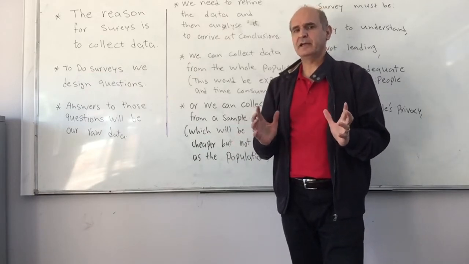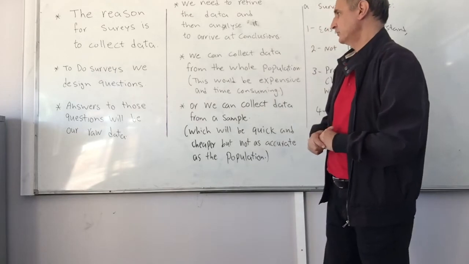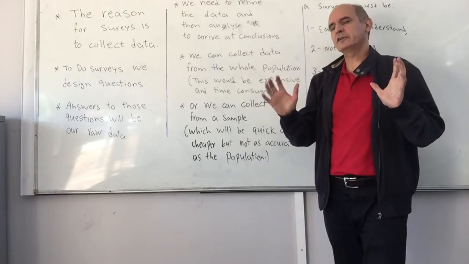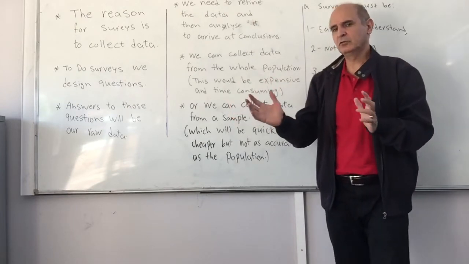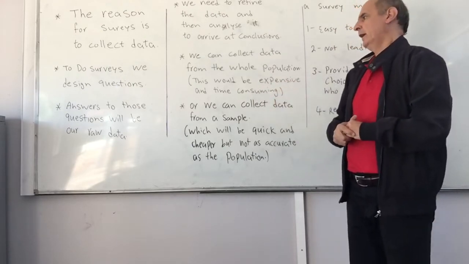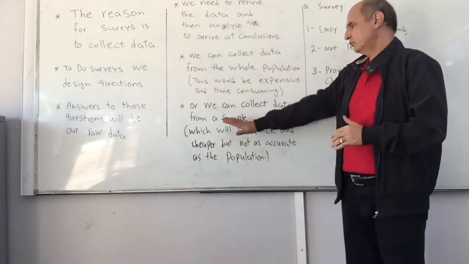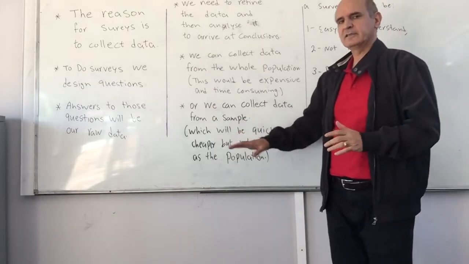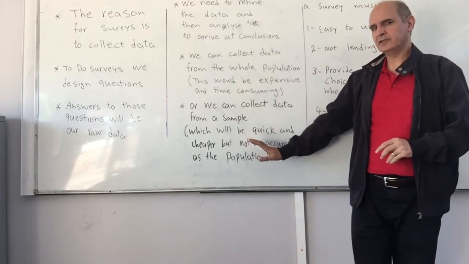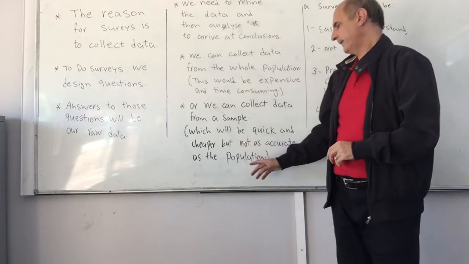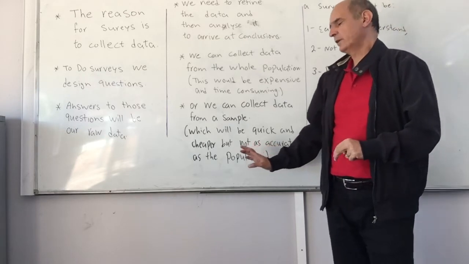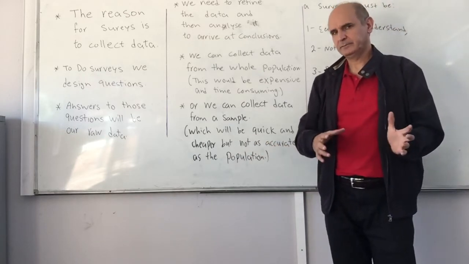Each one of them has an advantage and a disadvantage. If you're using the whole population, asking all 900 students at your school, that will be time consuming and expensive. But if you decide to go by a sample, like a sample of 50 students, that will be quicker and cheaper. However, that information could be less accurate.